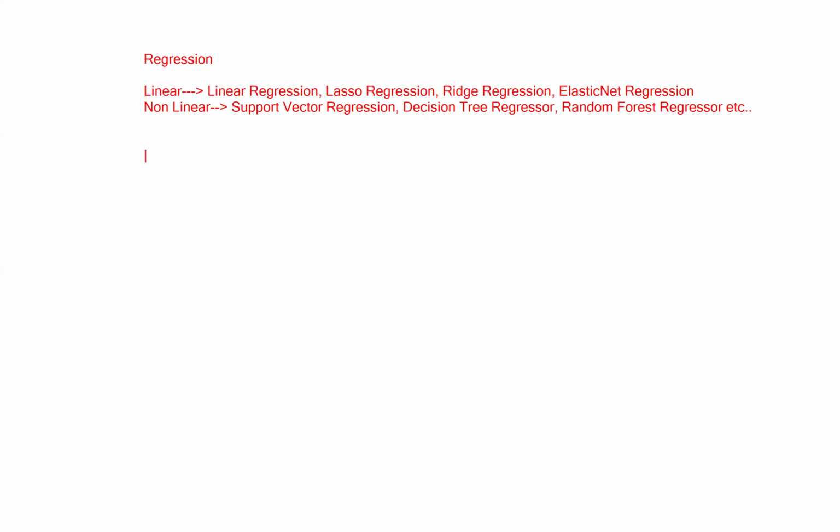Now let me explain about classification. Classification under linear category, we have logistic regression. So the term regression is there, but it falls under classification. So this is also a tricky part, okay? Then we have perceptron model, naive Bayes. These are some of the linear categories under classification.